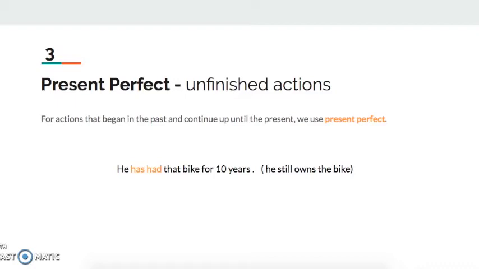Let's have a look at another one. They have been married for 16 years. So were they married 16 years ago? Yes. And are they still married now? Yes, they are. So therefore, this is using the present perfect. So the action began in the past and continues up until the present.